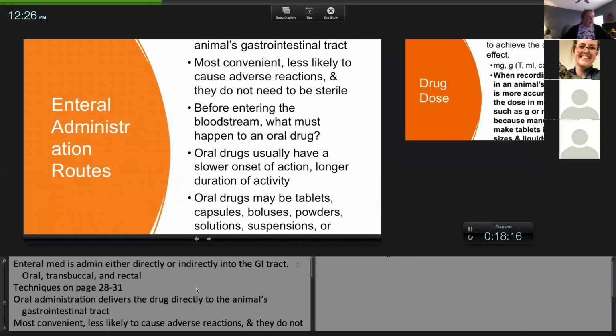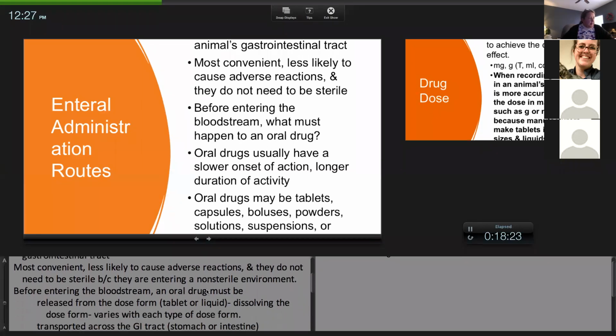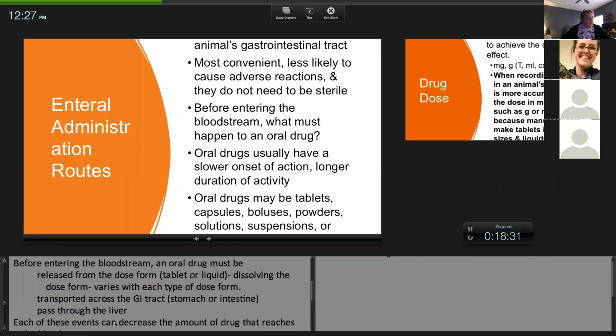But what happens to a drug before entering the bloodstream? Well, if we go underneath here, before entering the bloodstream, it must be released from its form, dissolved, and transported through the GI tract and pass through the liver. This is important. If you remember from anatomy, when I talked about the digestive system, if a drug goes into the stomach, the pill starts to dissolve in the stomach acid, and then it's part of that chyme, or it moves into the intestine.